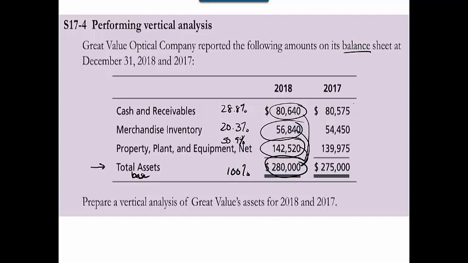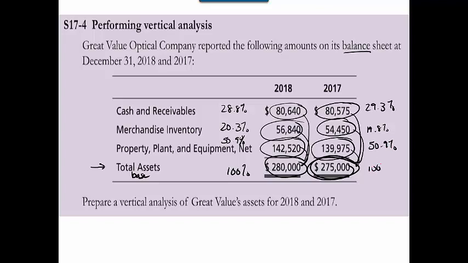And then we do the same thing for 2017. 80,575 divided by 275,000, and I get 29.3%. 54,450 divided by 275,000, and I get 19.8%, I think there. And 139,975 divided by 275,000 times 100, and I get 50.9%. And then this, of course, is 100.